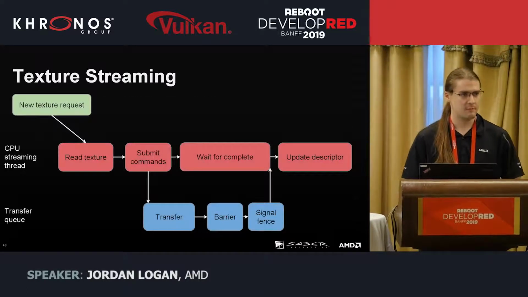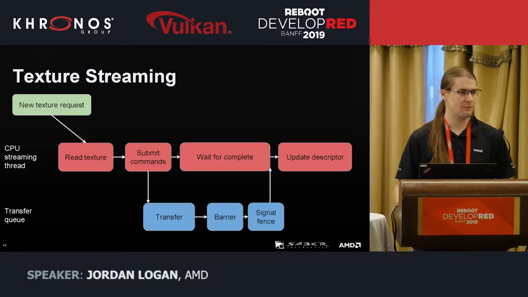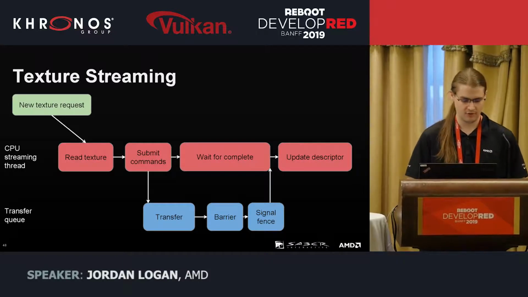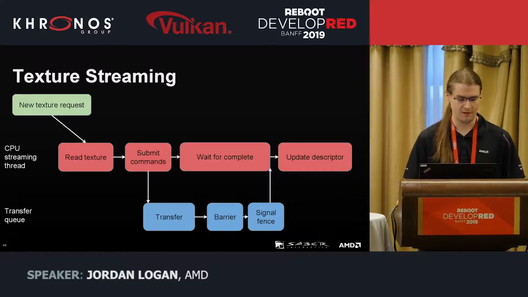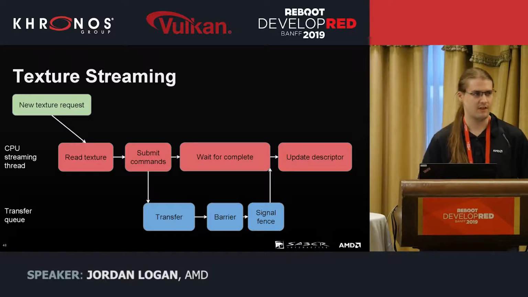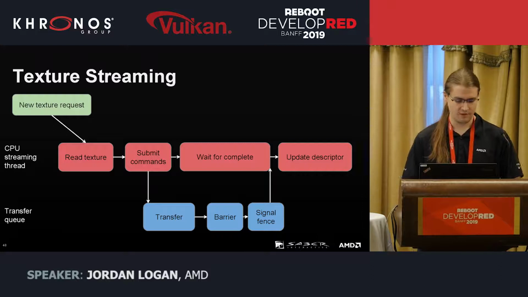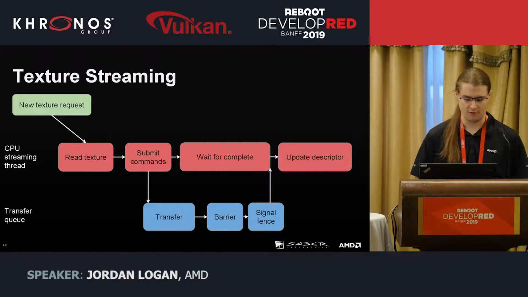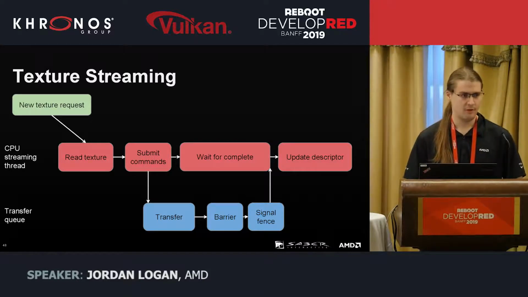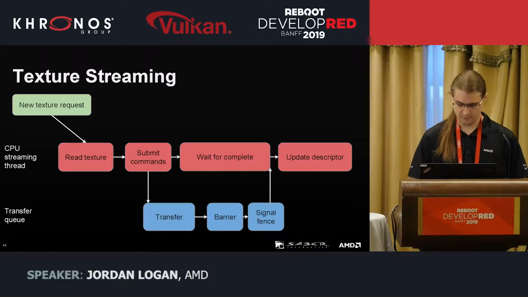Here is a diagram of how this worked in Saber. A new texture request will come in, either requesting a higher MIP or a brand new texture. There's a dedicated thread that is constantly spinning, waiting for work to come in. It reads the texture and generates a transfer queue command list. It then submits this to the transfer queue and waits for that to finish. Sometimes it can also batch if there's a lot coming in at the same time. The transfer queue will then move the data across the PCI Express, and then we issue a barrier on the transfer queue to flush all the caches, and then it signals. After that, the CPU thread can update the next frame's descriptor.